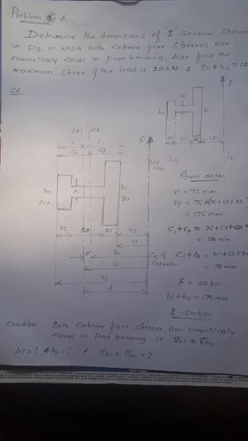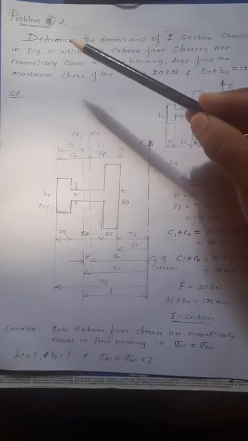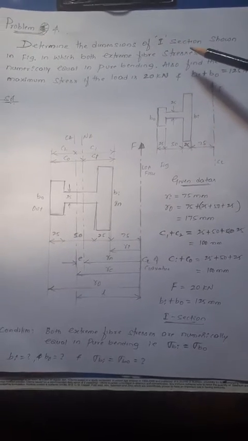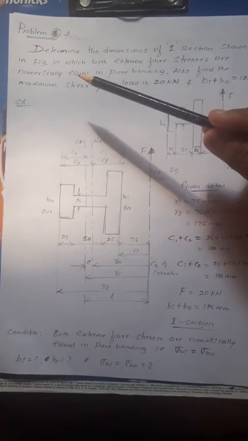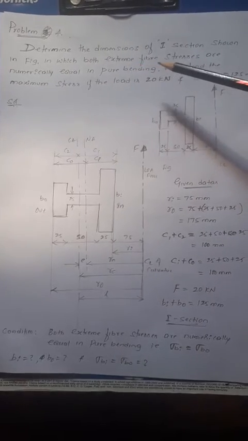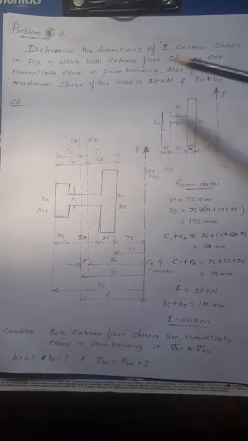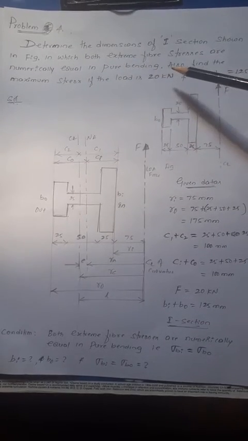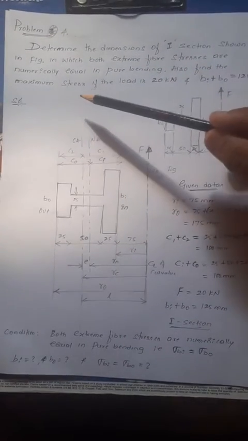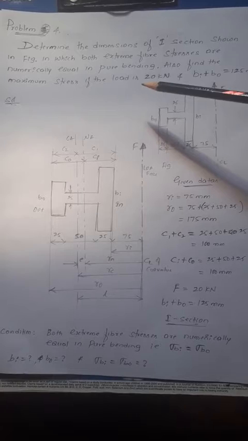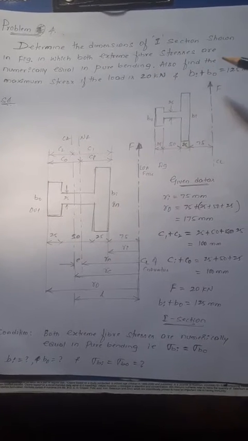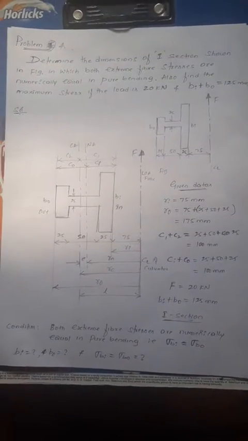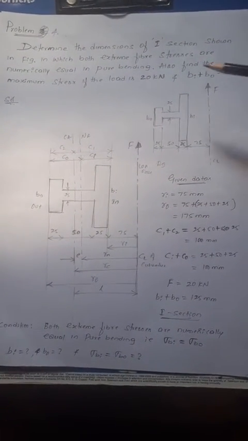Now our next problem is problem number 4. Determine the dimensions of the I section shown in the figure, in which both extreme fiber stresses are numerically equal in pure bending. Also find the maximum stress if the load is 20 kN and Bi plus B0 is equal to 125 mm. Now this is shown in the figure.